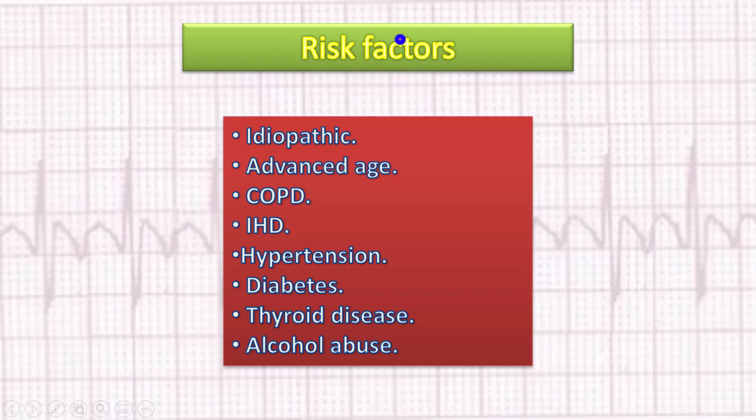So the risk factors for atrial flutter or atrial fibrillation are idiopathic, advanced age, COPD, ischemic heart disease, hypertension and diabetes, thyroid disease, and alcohol. Why is it important for us to know the risk factors for this type of arrhythmia? Actually, to manage the arrhythmia, you have first to manage the predisposing factors. If you don't manage the predisposing factor, it will be so difficult to revert this arrhythmia back to the sinus rhythm.